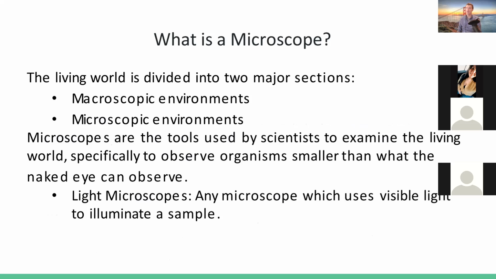Okay, so what is a microscope? We can think of the world as two major sections, the macroscopic environment and the microscopic environment. Microscopes are tools that scientists use to examine the living world because it's very small, right? We can specifically observe organisms smaller than what the naked eye can observe. And most of the time we use light microscopes, which is just a microscope that uses light to illuminate the specimen.